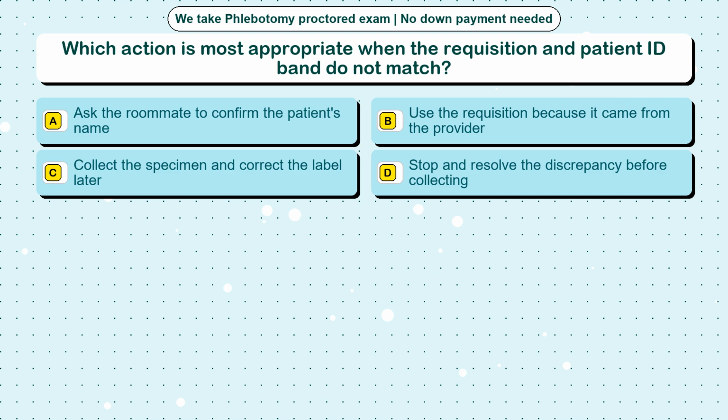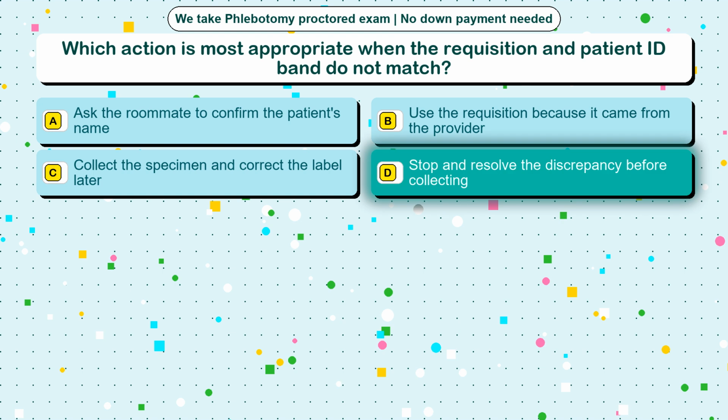Question 44. Which action is most appropriate when the requisition and patient ID band do not match? Option A. Ask the roommate to confirm the patient's name. Option B. Use the requisition because it came from the provider. Option C. Collect the specimen and correct the label later. Option D is stop and resolve the discrepancy before collecting. The correct answer is option D. Stop and resolve the discrepancy before collecting.